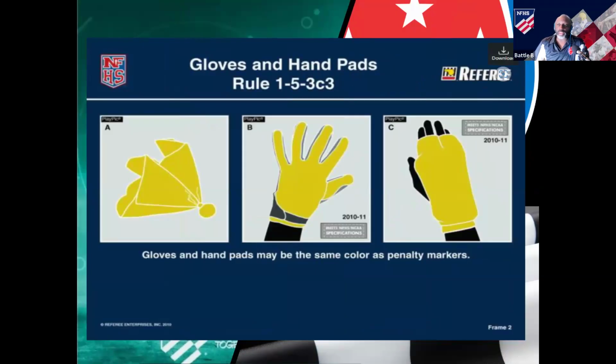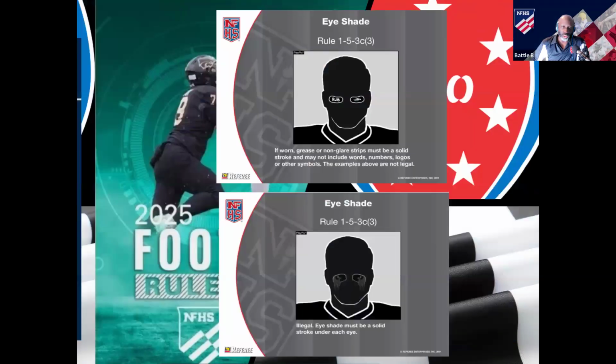Anything that a player wears that looks like a flag is illegal. They can't have it. All right. So gloves, socks, towels, anything that resembles a flag is illegal. And you can imagine why.